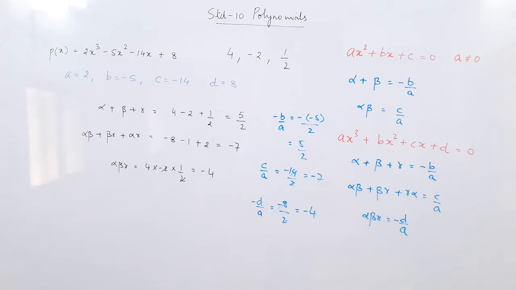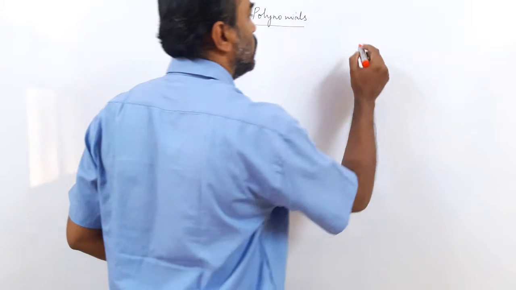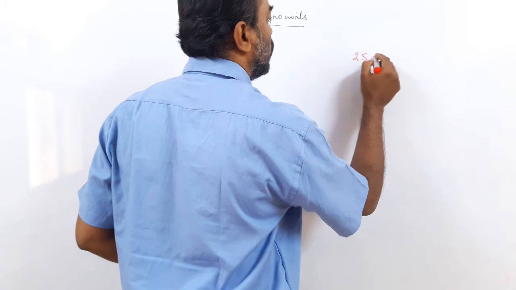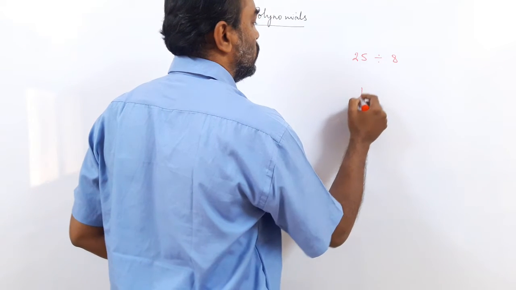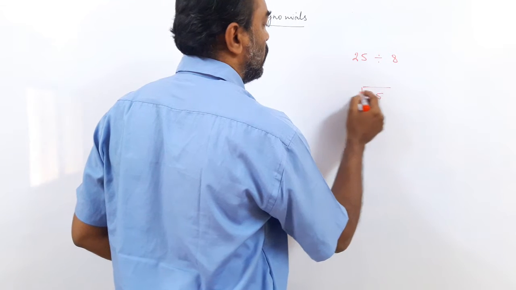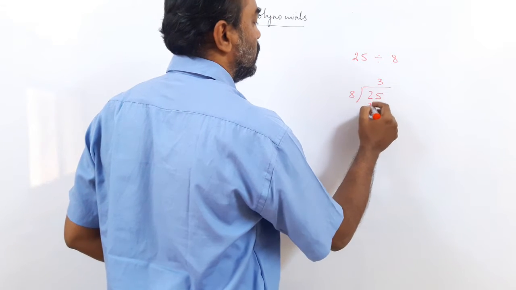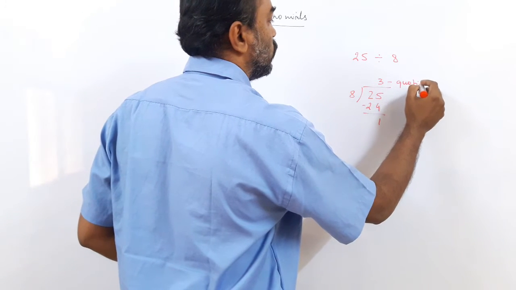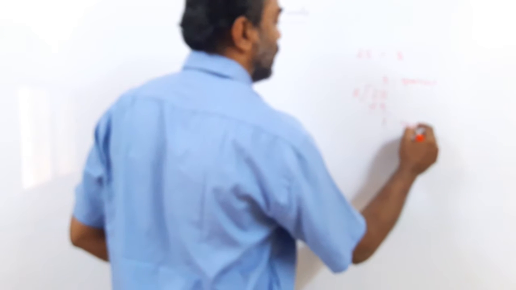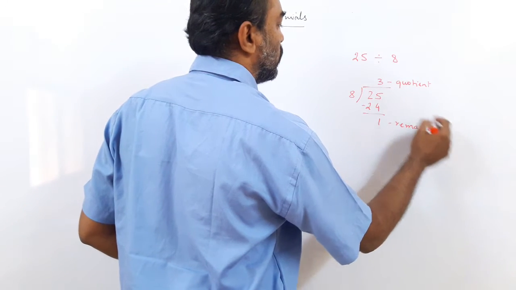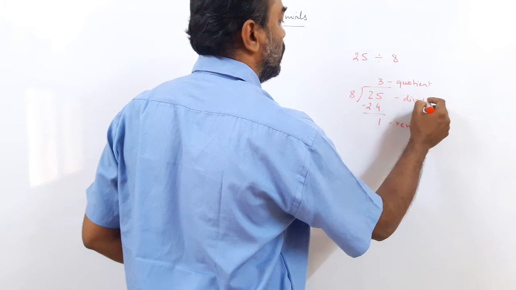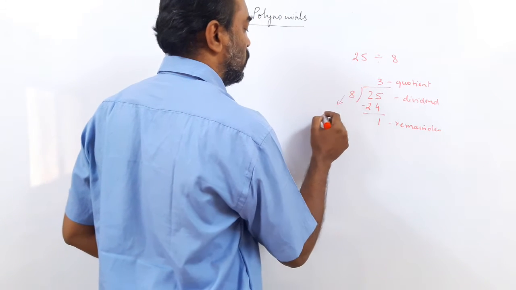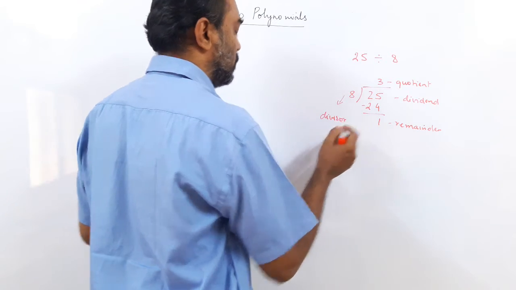Now next is the division algorithm. Now we'll use a simple division technique. Let us say we do 25 divided by 8. If you do the actual division, what do you get? 8 3s are 24. So we have 3 as the quotient and 1 as the remainder. 25 was the dividend, and 8 was the divisor.